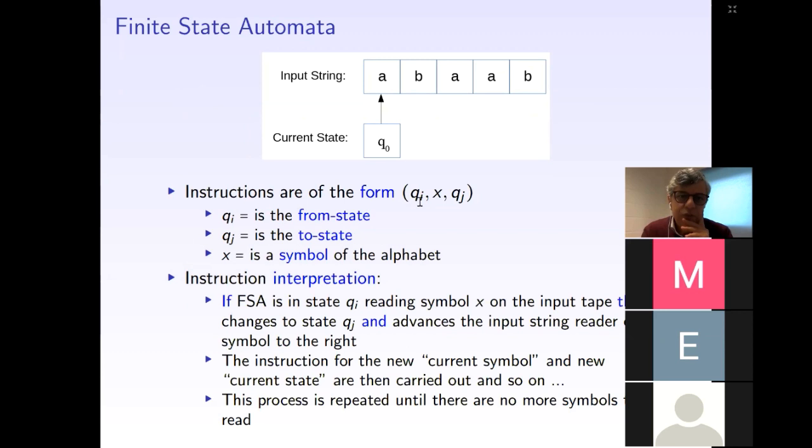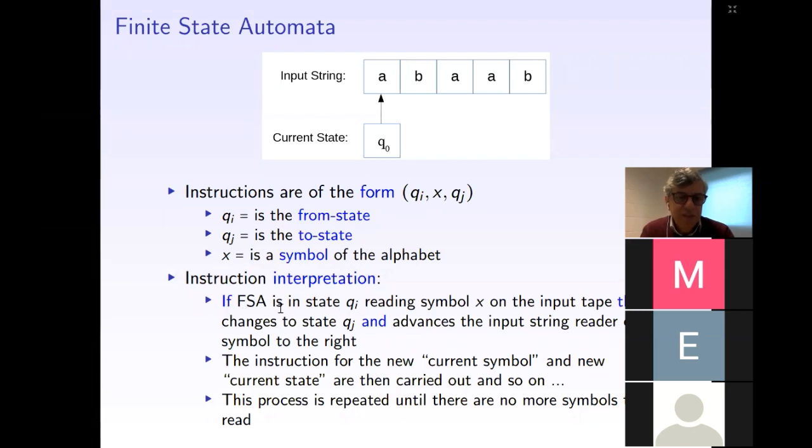Instructions are of the form Qi X Qj. That means I'm in a state Qi, or anyway, the machine is still in a state Qi. The machine receives character X and will go to state Qj. Qi is called the from state, Qj is called the to state, and X is called a symbol. Okay, instruction interpretation is like that.